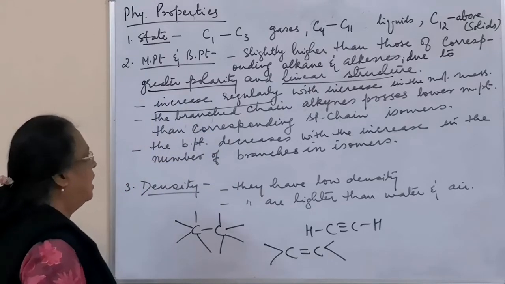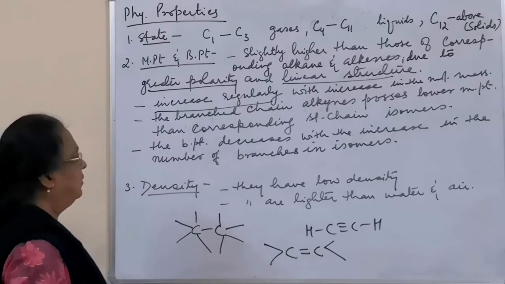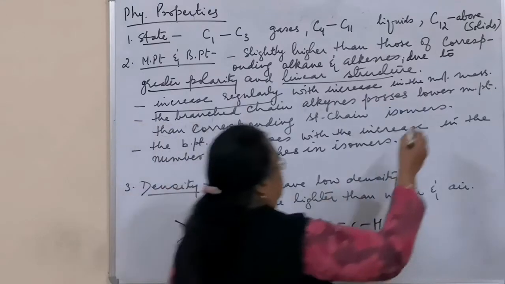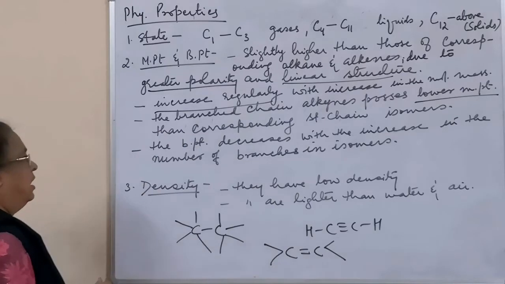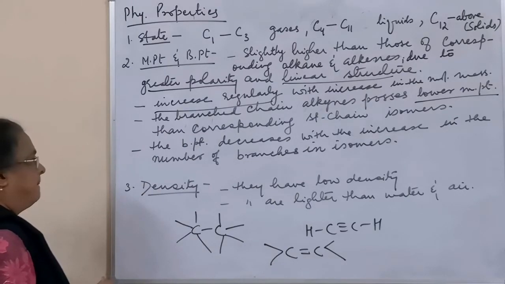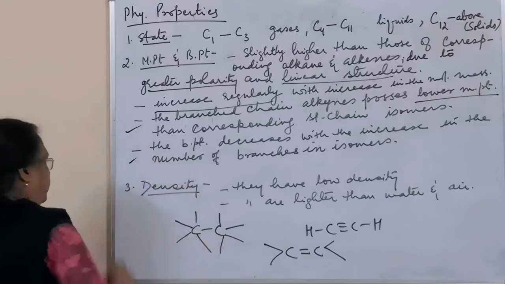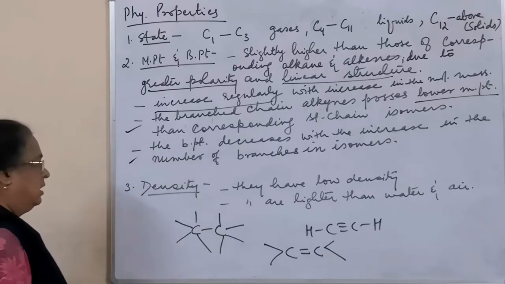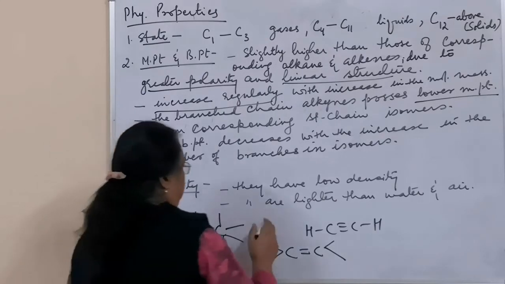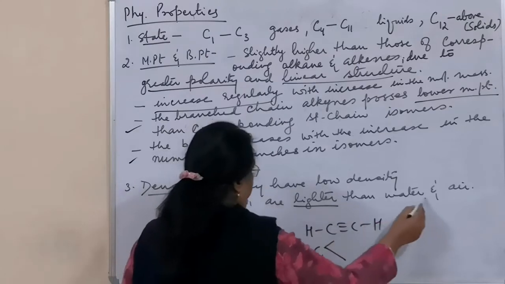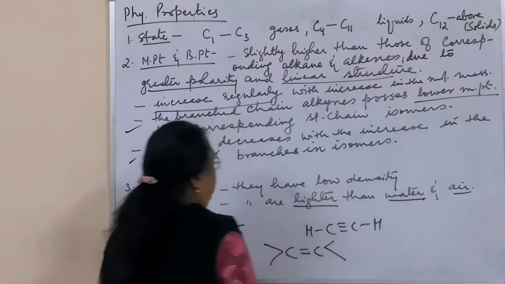The melting point will decrease. Same, it is not different. Melting point will be lower with branching, and boiling point will also be lower with branching. So both are the same. And then density. They have low density and are lighter than water and air.